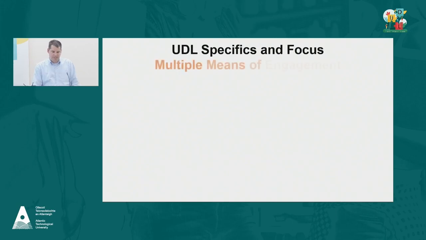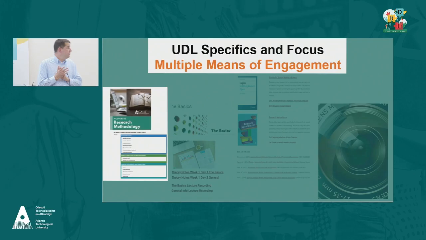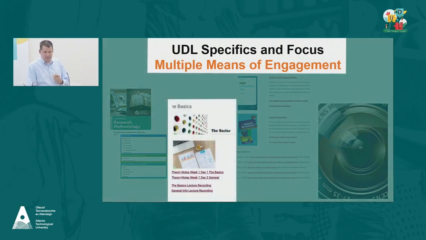The UDL specifics then. I concentrated on multiple means of engagement and also representation. I just have a few examples of how I did this. For example, the module handbook was also represented in the introduction section in an H5P accordion type of feature where the students could get the same information. So they had the option of either downloading the handbook and using it, or using the introduction section and the accordion feature there.